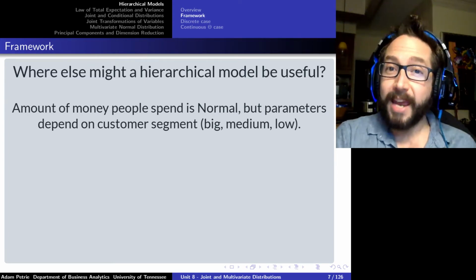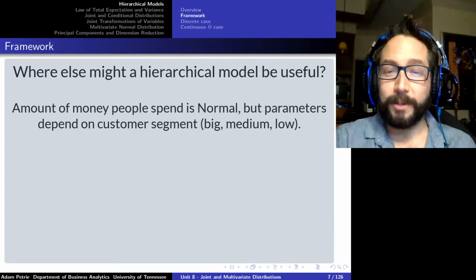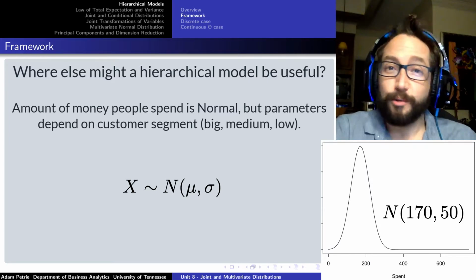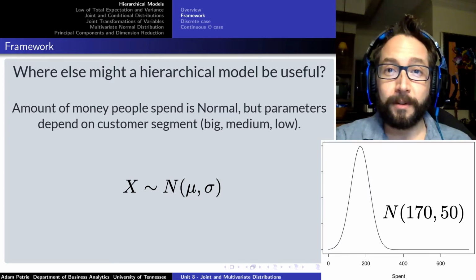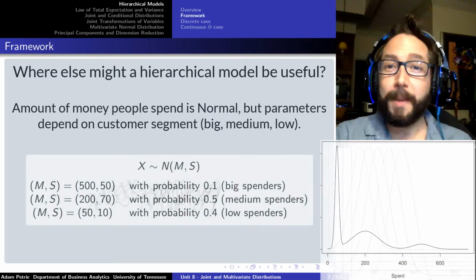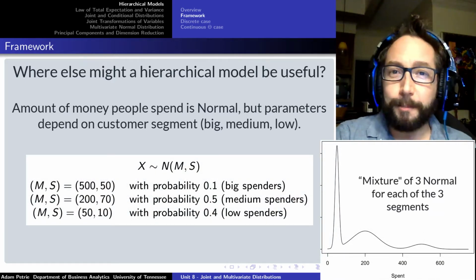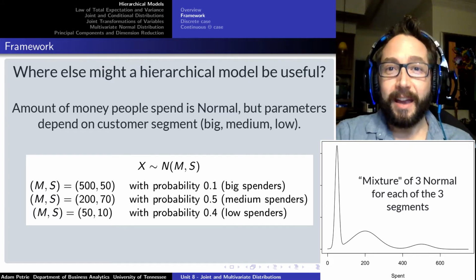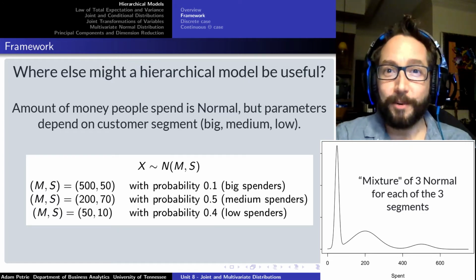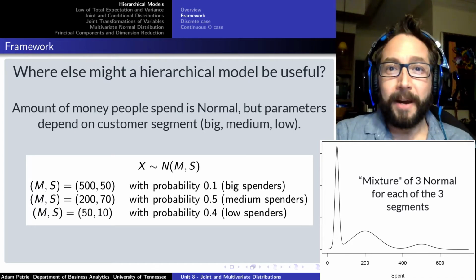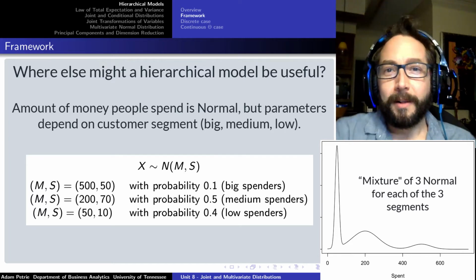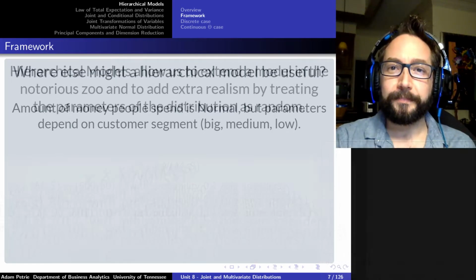It very well might be the case that given what customer segment we're dealing with, the distribution of the amount of money that people spend is well modeled by a normal distribution or a log normal distribution. But maybe those parameters, the mu and sigma, depend on what segment we're talking about. Maybe we have big spenders, medium spenders, low spenders, with different probabilities of finding each. So we'd have the top level of the hierarchy saying x given the segment, essentially the mu and sigma parameters, might be a log normal, but there's a probability distribution on the segment itself, the combination of mu and sigma parameters associated with high, medium, and low here.